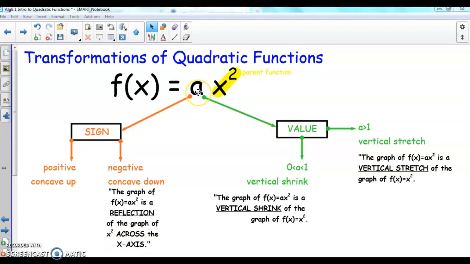Now let's look at the value of a. If the value of a is a number that's greater than 1, then it means there is a vertical stretch. We say the graph of f of x is equal to ax squared is a vertical stretch of the graph of f of x is equal to x squared. But if the value is a fraction that is between 0 and 1, let's say for example 1/3, 1/2, or 0.5, 0.3, then we have a vertical shrink. We say the graph of f of x is equal to ax squared is a vertical shrink of the graph of f of x equals x squared.